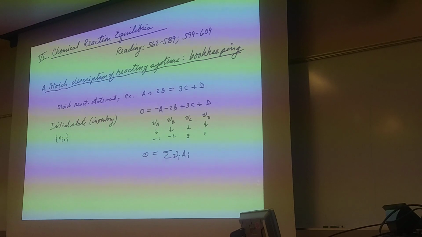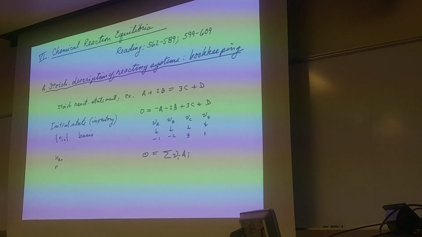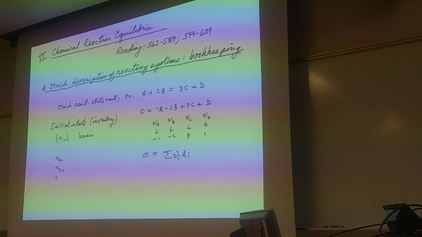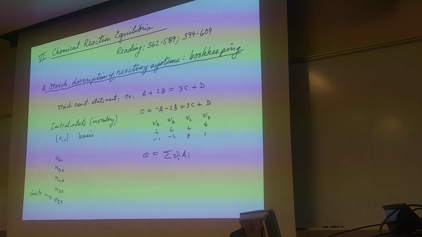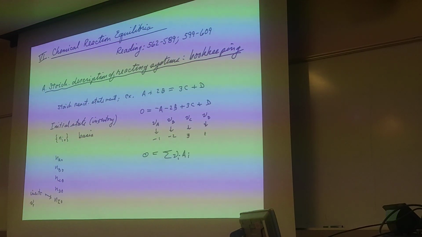Usually created out of some basis that you choose, some convenient basis. So I would have an Na0, and Nb0, and Nc0, and Nd0, and perhaps some inerts. So let's just call that Ni0. And it's an inert if its stoichiometric coefficient over here, of course, is just equal to 0.